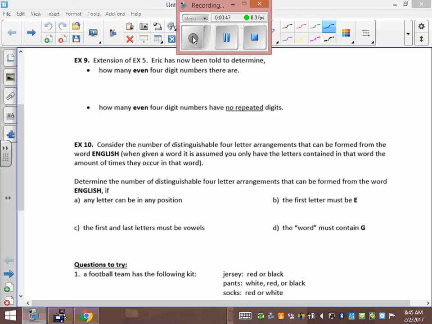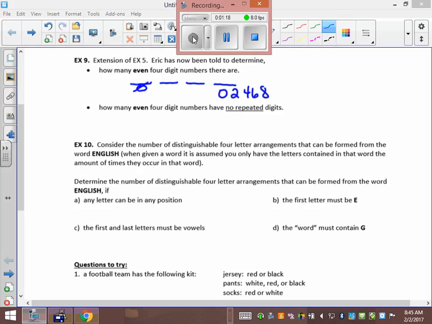Eric has now been told: how many even 4-digit numbers are there? It doesn't specify that they can't repeat, so we assume that they can. If it can repeat, this isn't a hard question. So if it's a 4-digit number, we know that we have 4 blanks. We know that the first digit can't be 0, because if it was, it would be a 3-digit number. And we know that the very last digit has to be even, so 0, 2, 4, 6, 8.